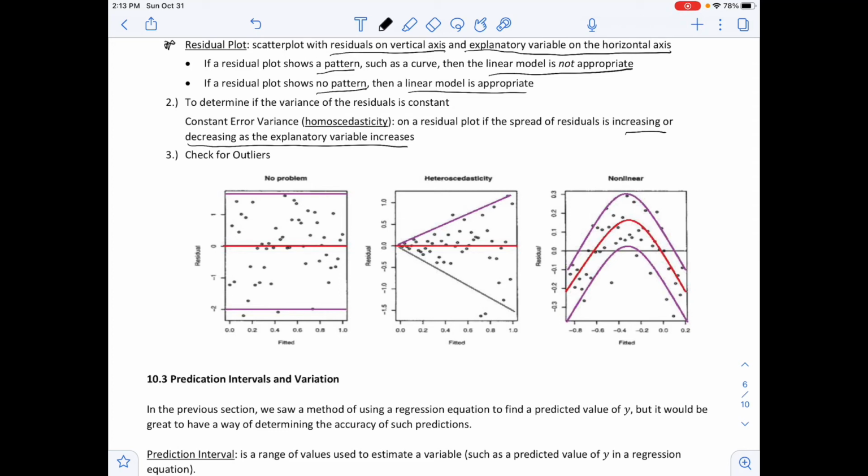Versus the next one, which is the example of heteroscedasticity, where you can see that as the variable gets larger, the residuals are also spreading out. And then the third one, you can see that it's not linear, and the reason why is because there is a pattern that you can see with the curve.